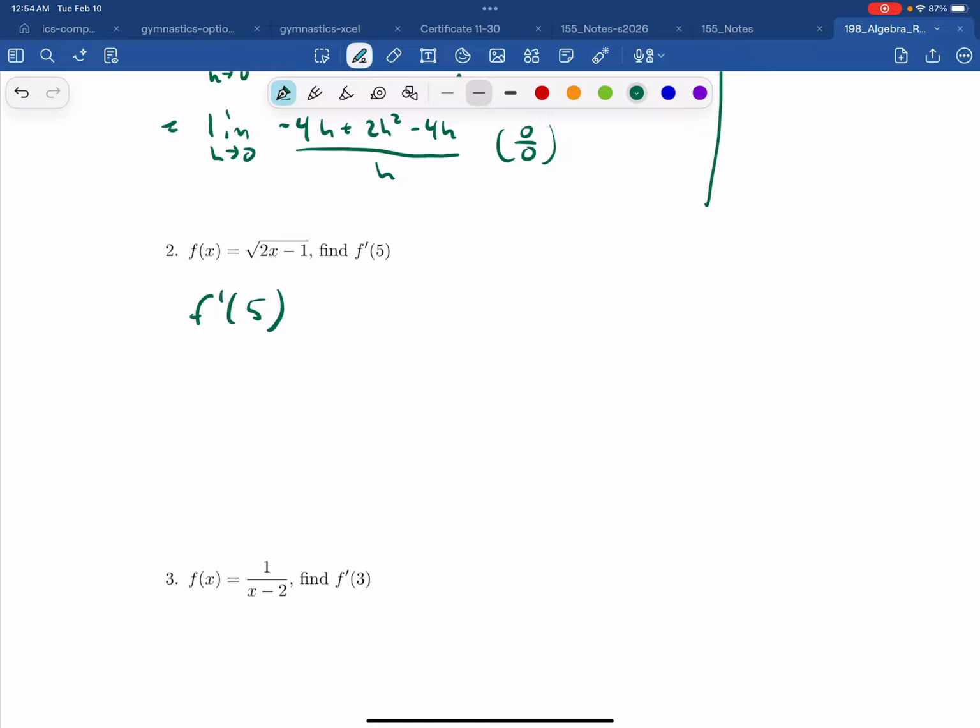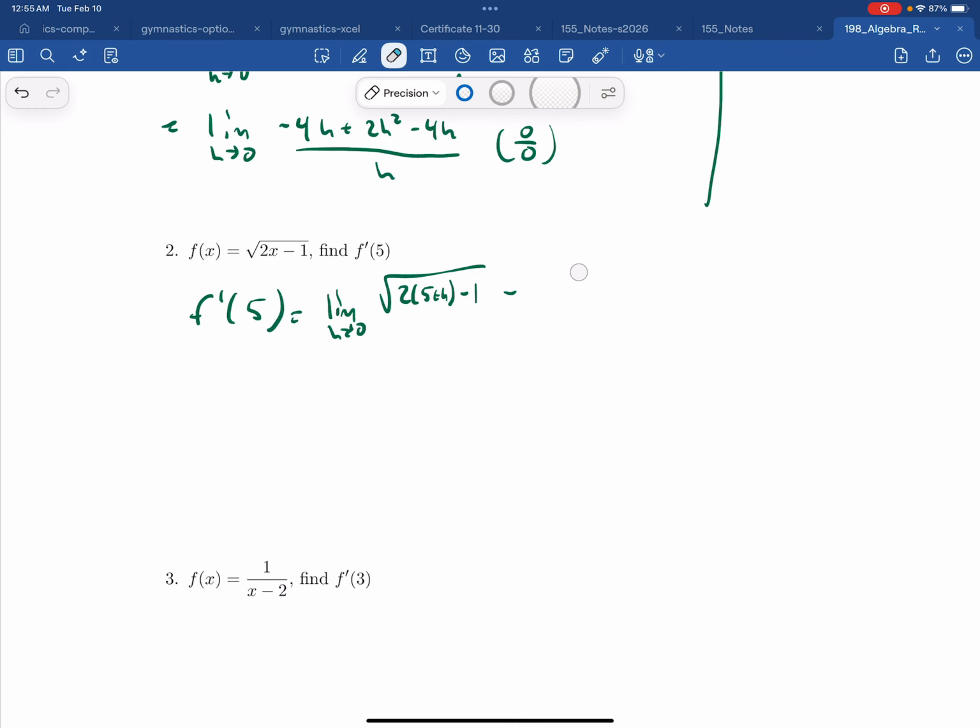F prime of 5 equals the limit as h approaches 0 of f of 5 plus h minus 1 minus f of 5. Okay, I'm just going to simplify this to 3, right? It's 2 times 5 minus 1, 9. Take the square root, we get 3. All over h, right? Now, how do we solve it at this point? Well, we know we're going to get 0 over 0. So we just multiply by the conjugate, right?